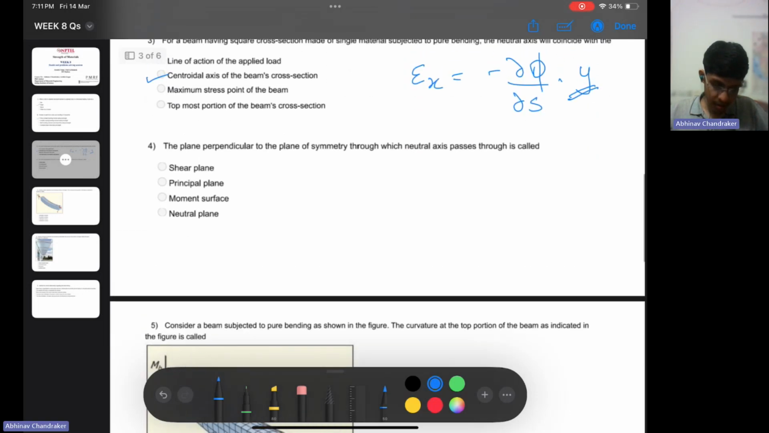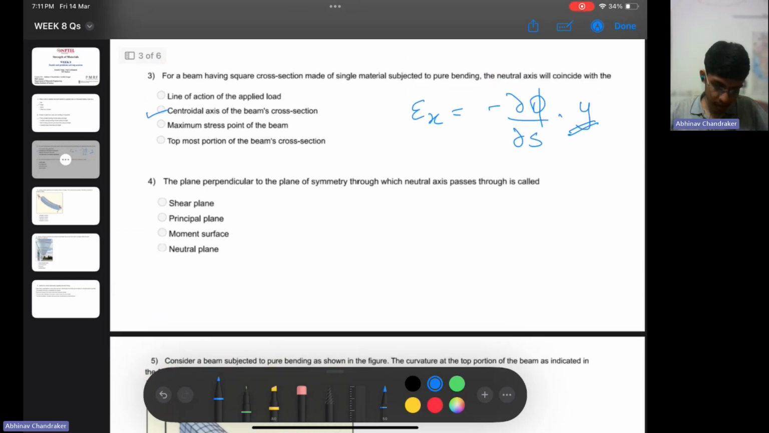Next question. Line of action of the applied load. Let's also look at the other option. Line of action of the applied load will depend. I'm not sure about what line of action will mean. I think where the load is being applied, that line.